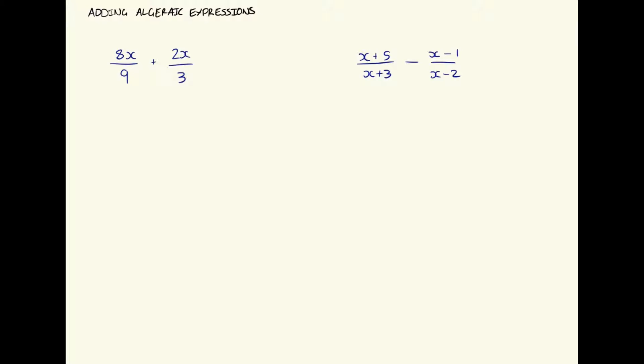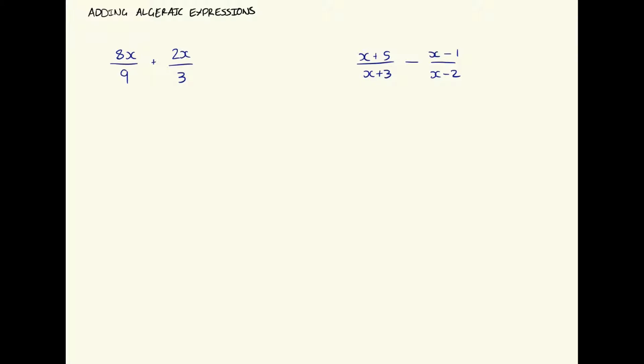All right, let's have a look at adding algebraic expressions. It's fairly straightforward. It follows the same principles as adding just general fractions, in that the idea is to make sure that the denominators of both fractions are the same. Because they're not, we have to find the lowest common multiple of these two fractions. So, the lowest common multiple of 9 and 3 would be 9.